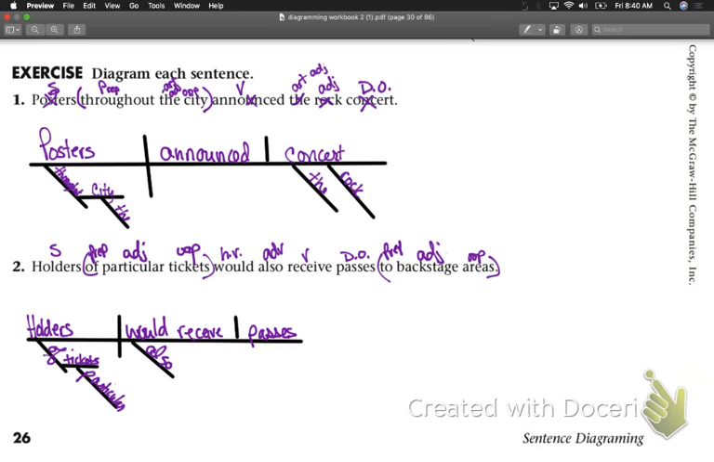Particular tickets, okay? Then you have to backstage areas. Is that modifying holders, would receive, or passes? Passes. So there's your preposition line. Here's your object of the preposition. Here's your modifier. Okay? Passes to areas is your object, and backstage is your modifier.